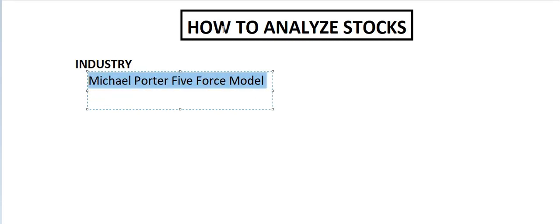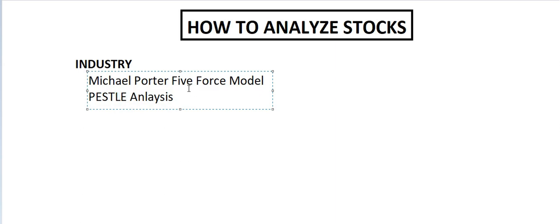Michael Porter's 5 Forces model is used to understand the weakness and strength of the industry. It is all about studying the strengths, weaknesses, threats, substitutes, etc. Another parameter is PESTLE analysis. This is all about analyzing political, economic, social, technological, legal, and environmental factors.